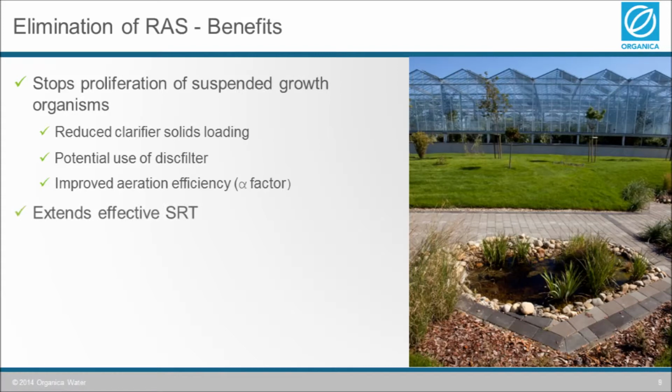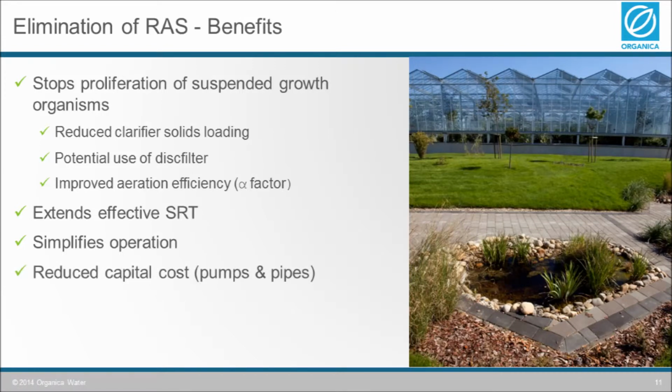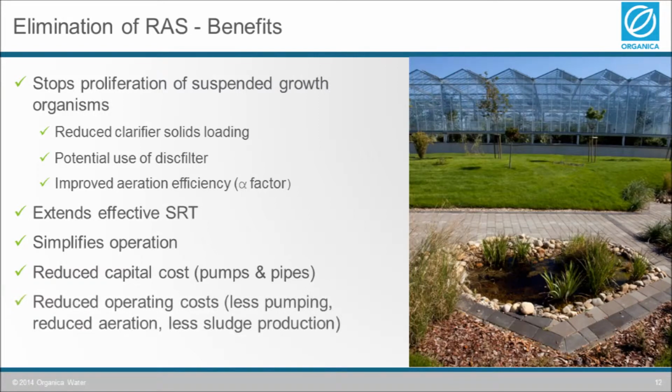Doing so extends the effective sludge age of the biofilm, which reduces the overall sludge production, simplifies operation by taking one additional recycle loop out of the process, and again, as I mentioned previously, reduces both the capital and operating cost by eliminating the pumping and the pumps and pipes associated with returning the sludge.